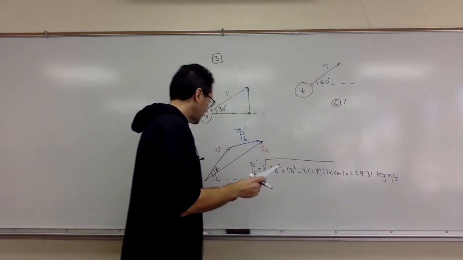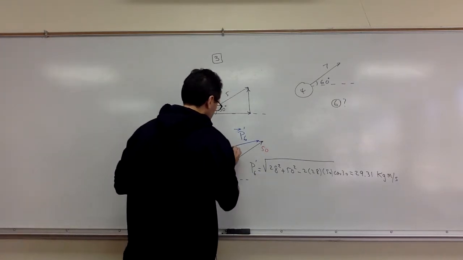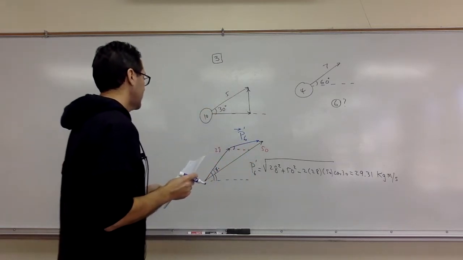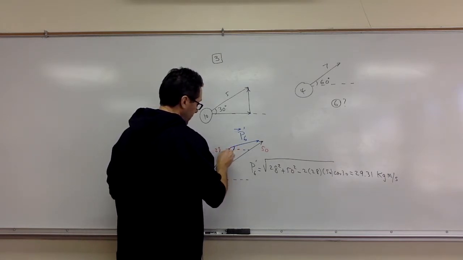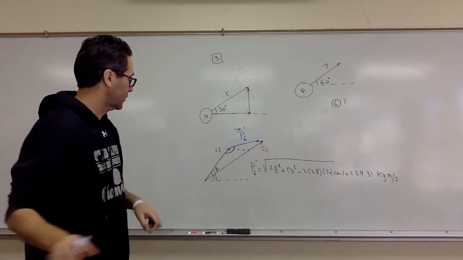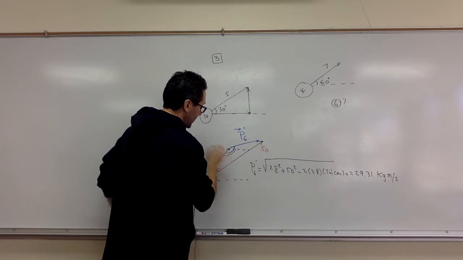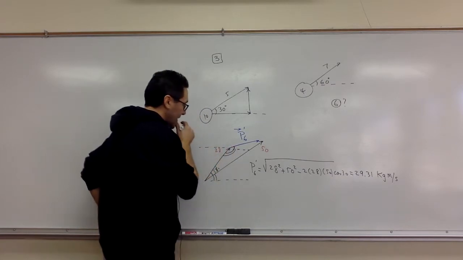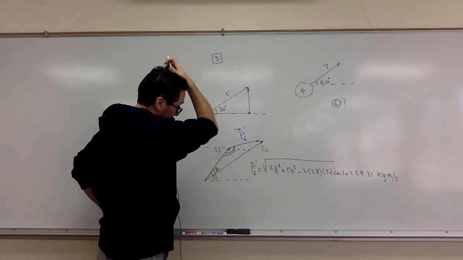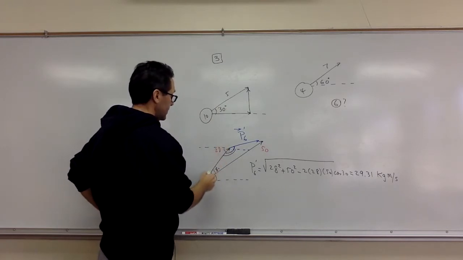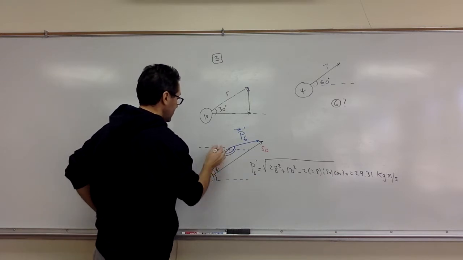Okay. Now to figure out the angle, I need to find this angle here, basically. But I think before I can find that angle, how about if I find this whole angle? Okay? If I find that whole angle, I know this angle here between the dotted line and the 28 kilogram meters per second vector is going to be 60 degrees.